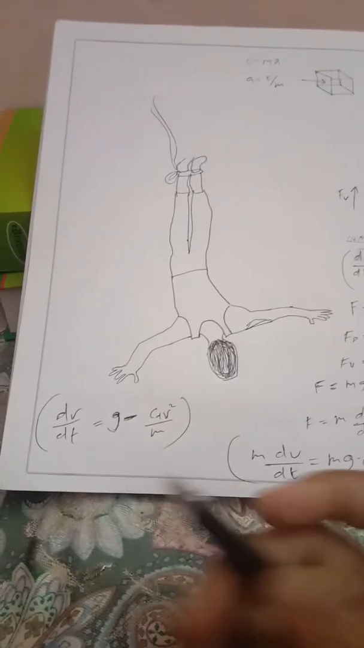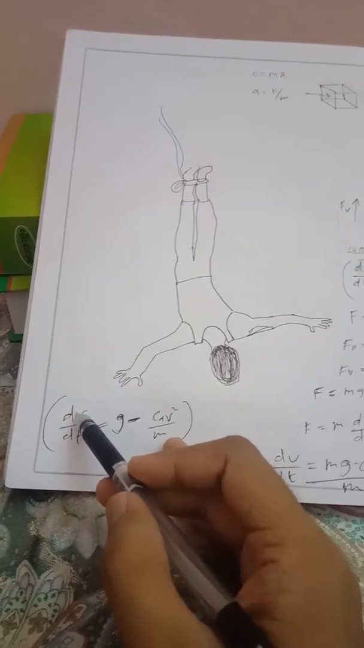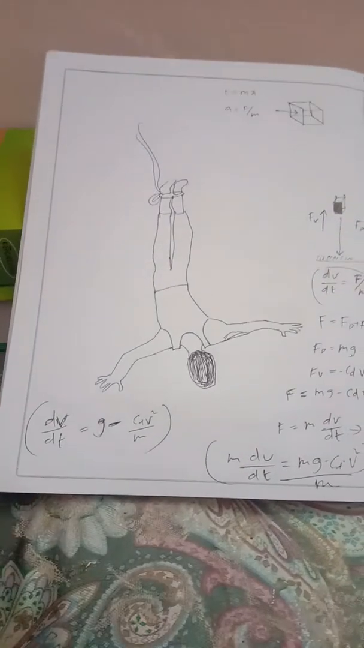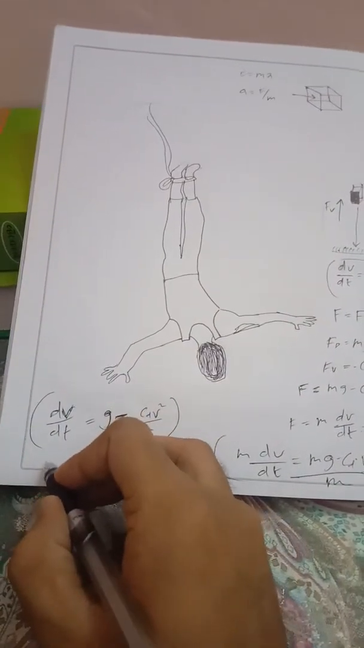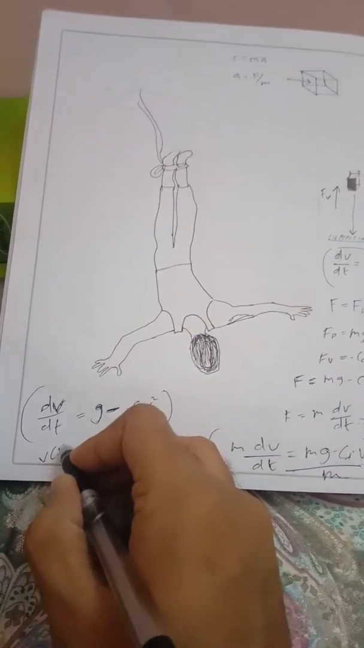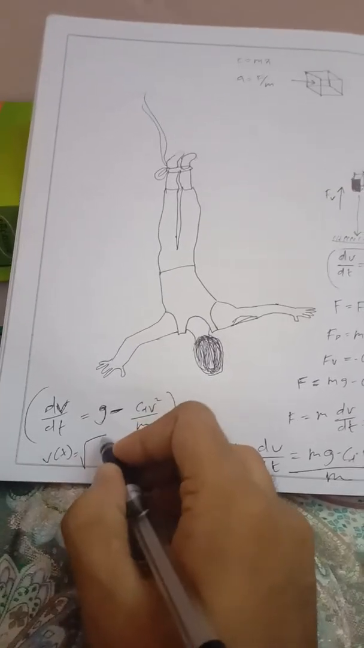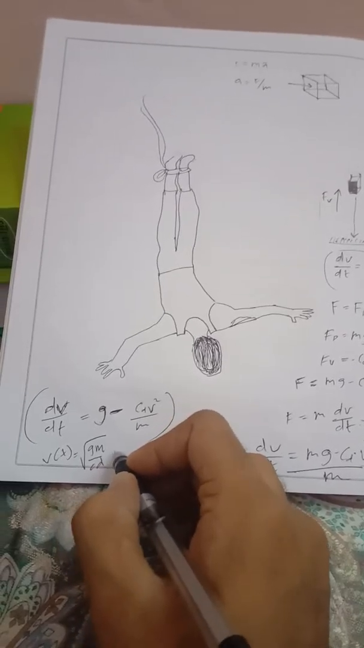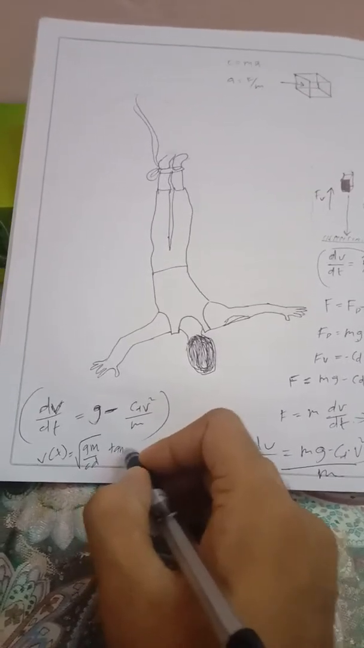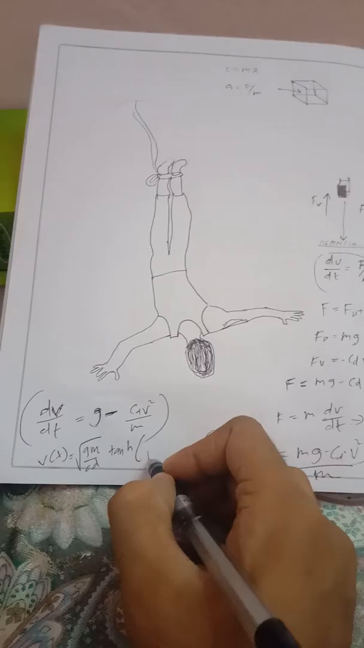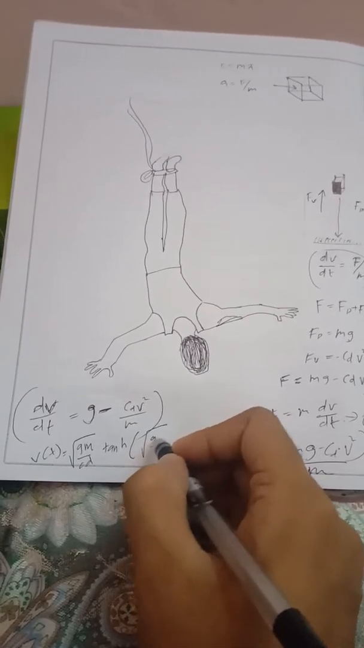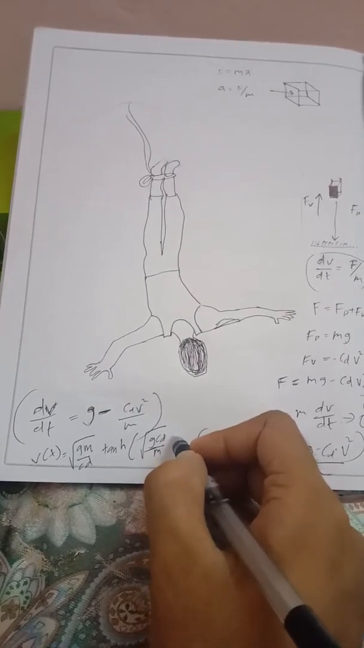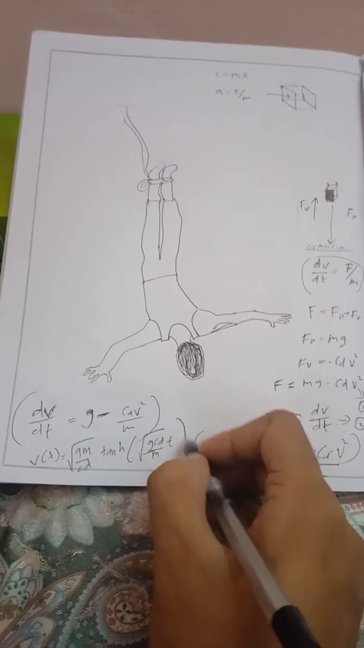So we should integrate this equation with respect to v, velocity. After integration, we get the equation: v of t is equal to the square root of gm by CD, times tanh of the square root of g CD by m, times t. This is the last equation.